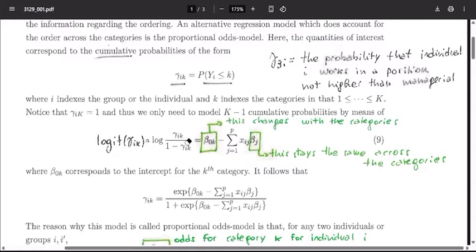So if I base it on this example, this is going to be the log of an individual working in a position not higher than managerial, divided by working in a position higher than managerial. Does that make sense? And that is going to be equated to the systematic part. Can you see the systematic part? And from the systematic part, we're also going to have a way to estimate the gamma ik here. Okay, so take a look at that.